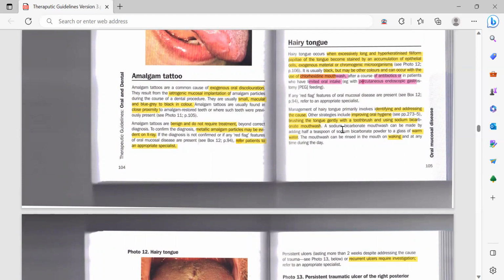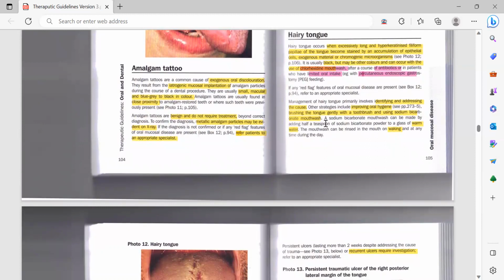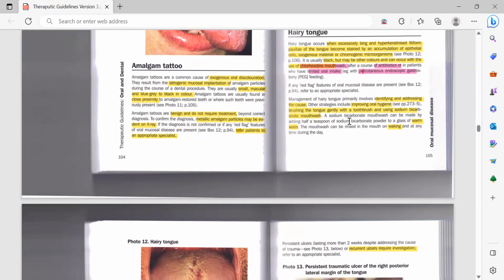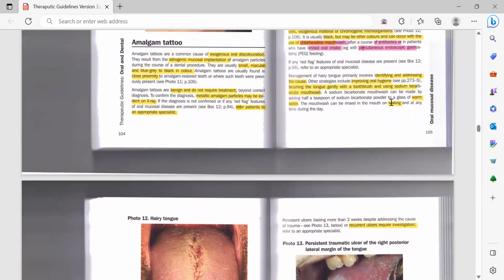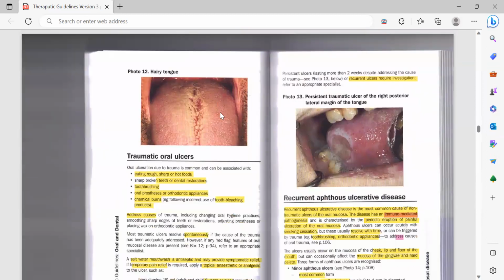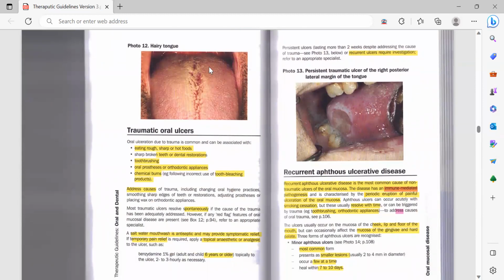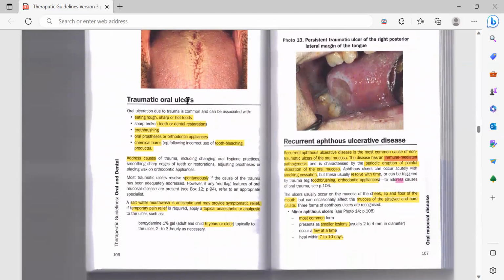and using sodium bicarbonate mouthwash. Okay, this is a different type of mouthwash that we have not studied so far in the previous pages. Sodium bicarbonate mouthwash is used in hairy tongue. This mouthwash can be made by adding half a teaspoon of sodium bicarbonate powder to a glass of warm water. The mouthwash can be rinsed in the mouth on waking and at any time during the day. And this is the picture of hairy tongue. The filiform papillae get hyperkeratinized.